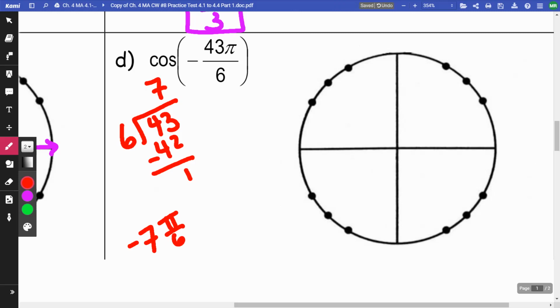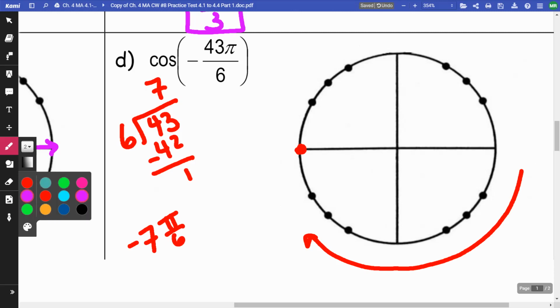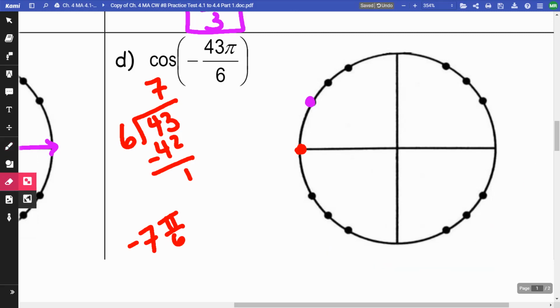So for this, negative 7 pi is going to push me to here, and then I'm going in the negative direction. And then I need to go another negative pi 6. That's going to push me here. So in terms of just me drawing this, if they ask me to draw it, I'm going to be starting here.